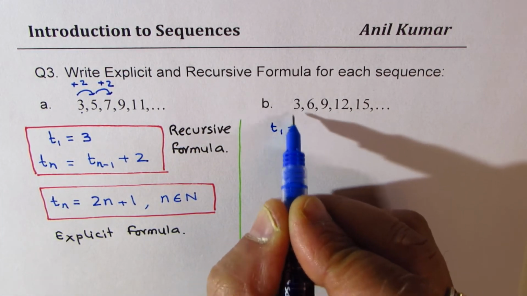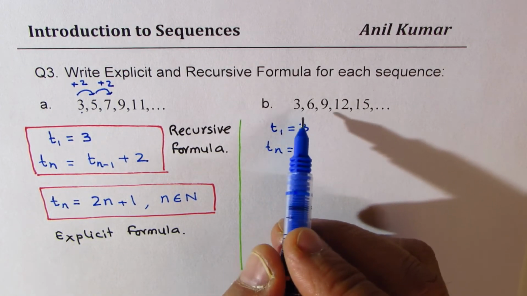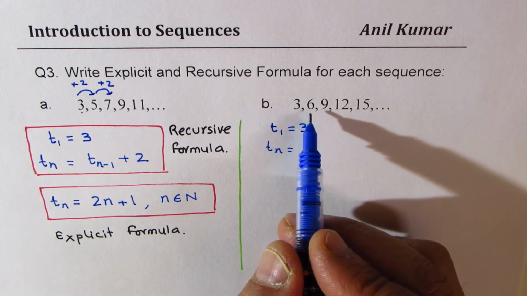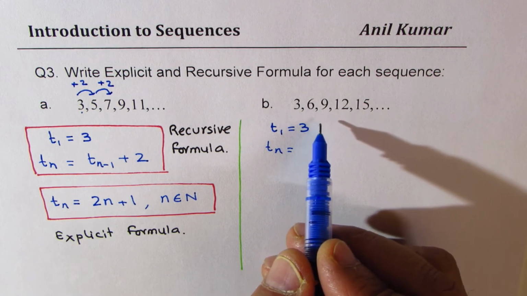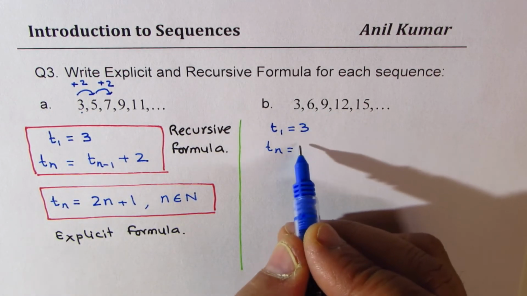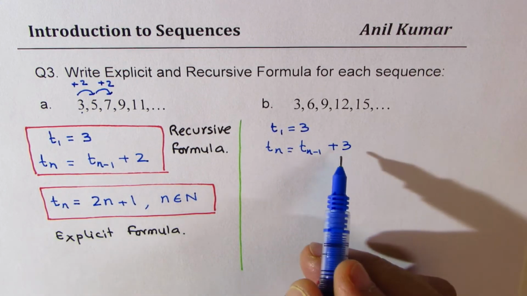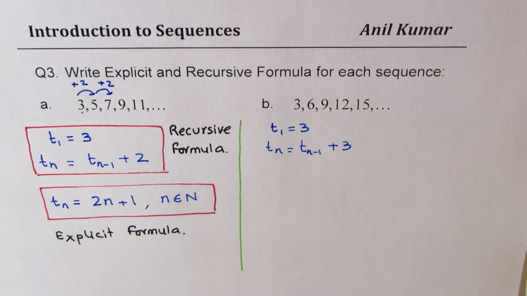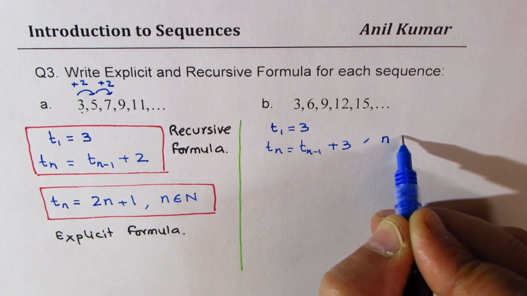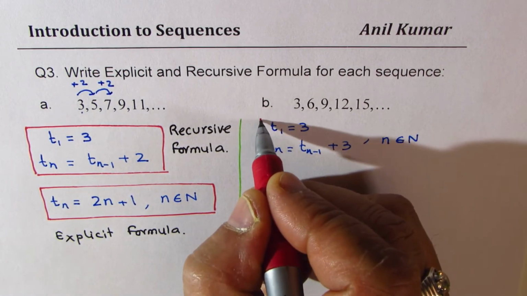We know the first term is 3. Next term, how do we get? By adding 3, right? So we can say it is Tn minus 1 plus 3. So you can add 3 to previous term to get the next term, and in this particular case n belongs to natural numbers, right? So that becomes our recursive formula.